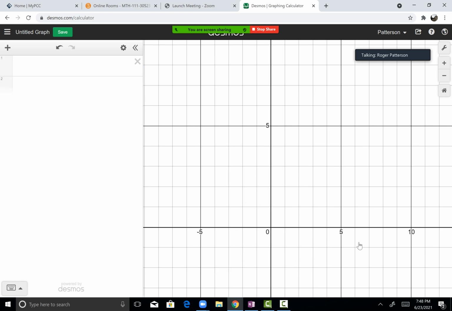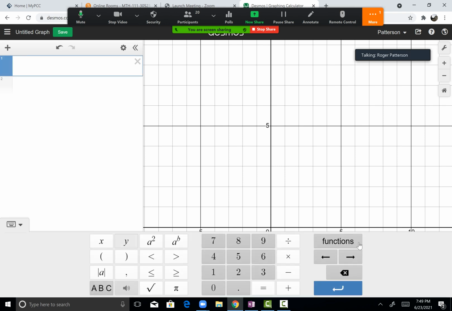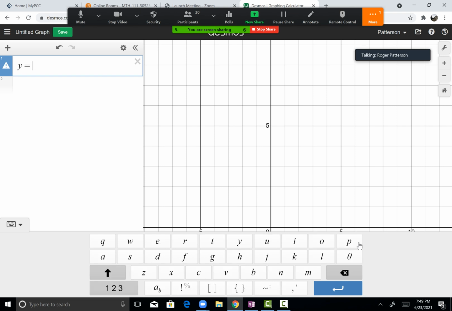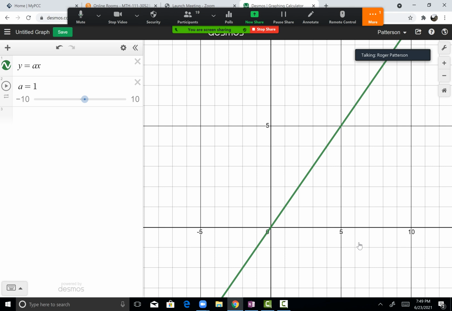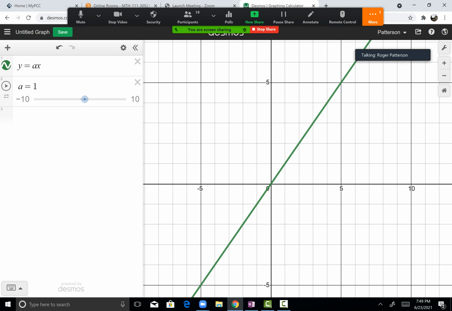I'm going to get rid of that one. All right. Now, first of all, I'm going to start with a line. I put an A in there. All right? And now I'm going to put an X. And it asks me if I want to add a slider. And I want to click on the A and say yes. All right? So hopefully I'm not going too fast and you're able to get into Desmos and see what I did there.